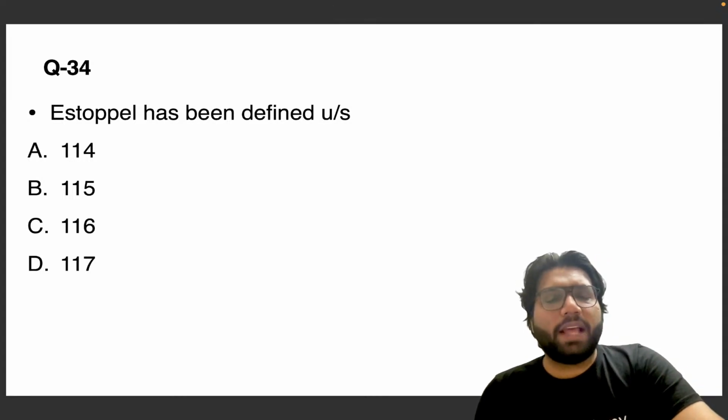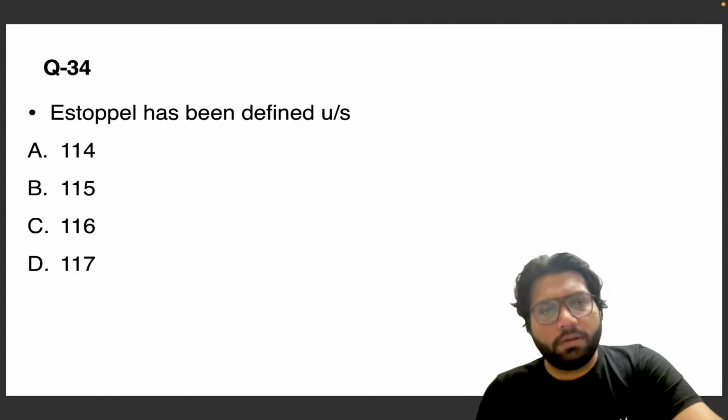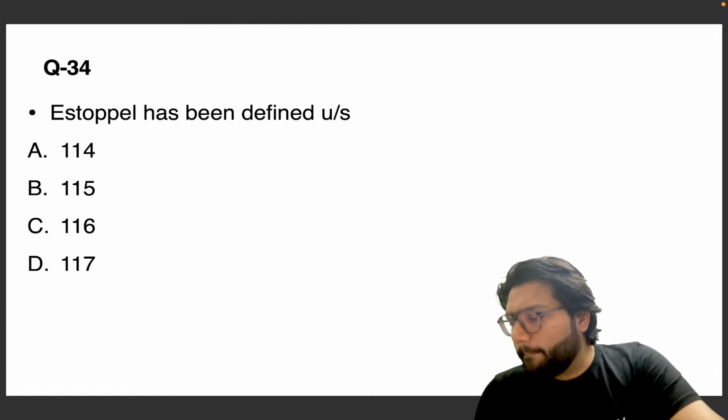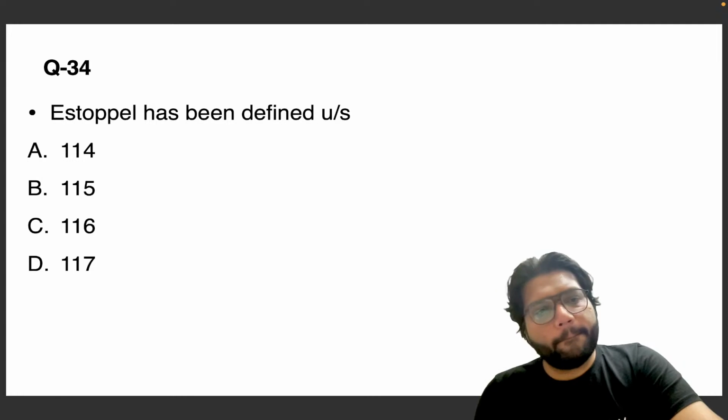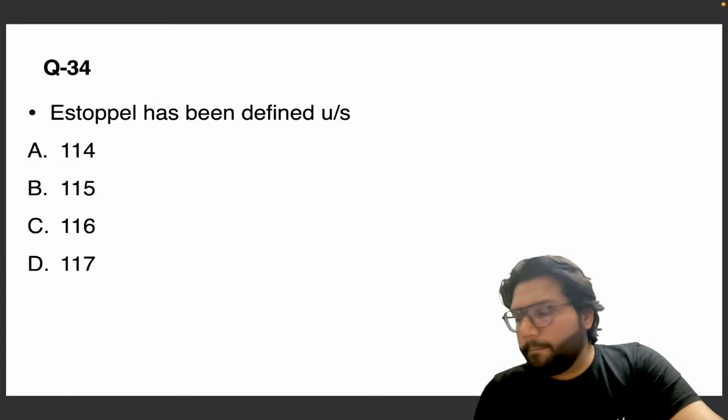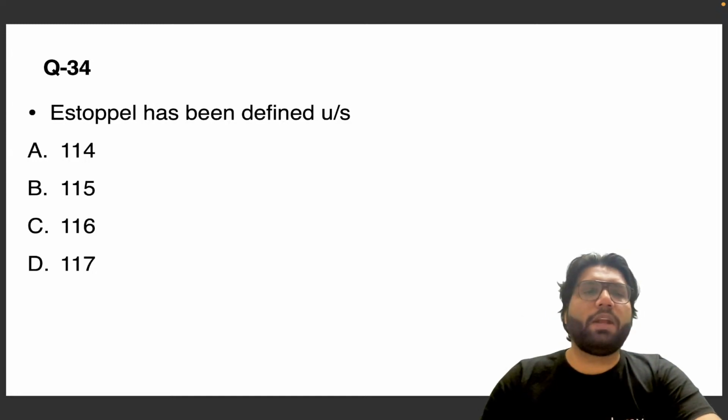The term estoppel has been defined under section. Which section number defines the concept of estoppel? First one to answer, Sapna, followed by Amit and Vipul. B is the correct answer, students. Section number 115.